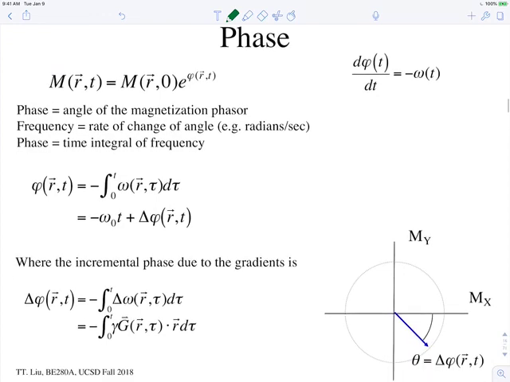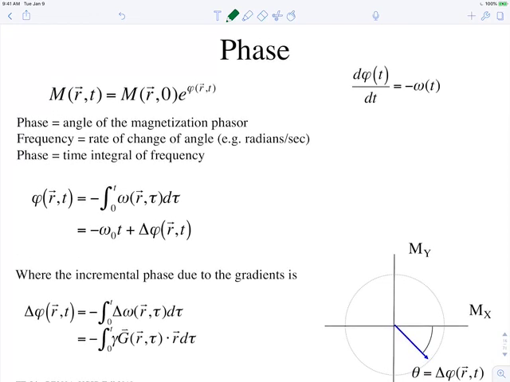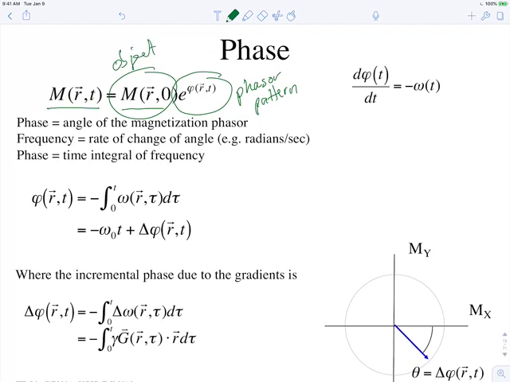So now, what we really want is to be able to express every magnetization as some initial magnetization times some phasor pattern. This is the phasor pattern that we've been talking about. So this is my object, and I'm multiplying it by some phasor pattern. We've seen what phasor patterns look like. Now the question is, how do we get those phasor patterns? How do we come up with the engineering solution, so that whatever phasor pattern I want, I can get it?